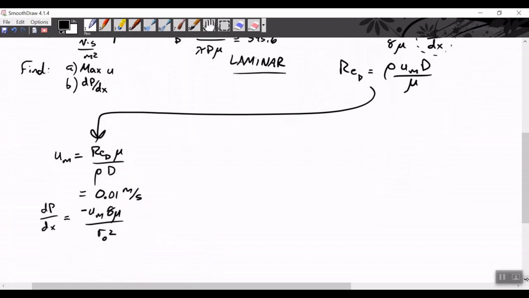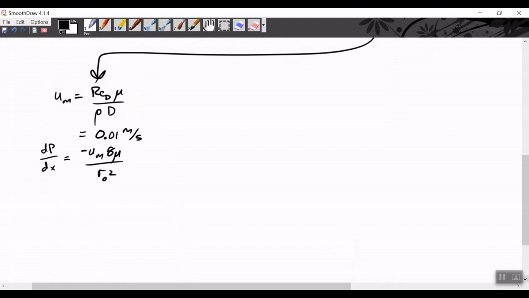Okay, so let's go back down. So we have dp dx is equal to this, and now we can plug in the values that we have, and we get 0.109. And now we have to look at units. So we're going to do a little unit balance here. The mean velocity would be meters per second. 8 is just a number. Viscosity has newton seconds per meter squared. And in the bottom, we have meters squared.